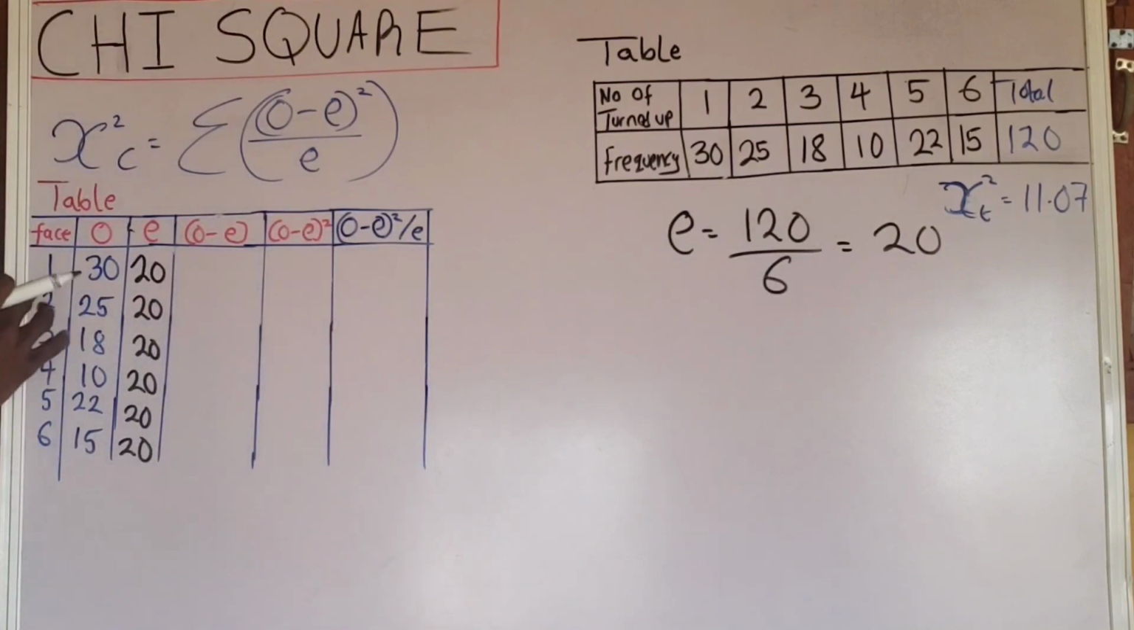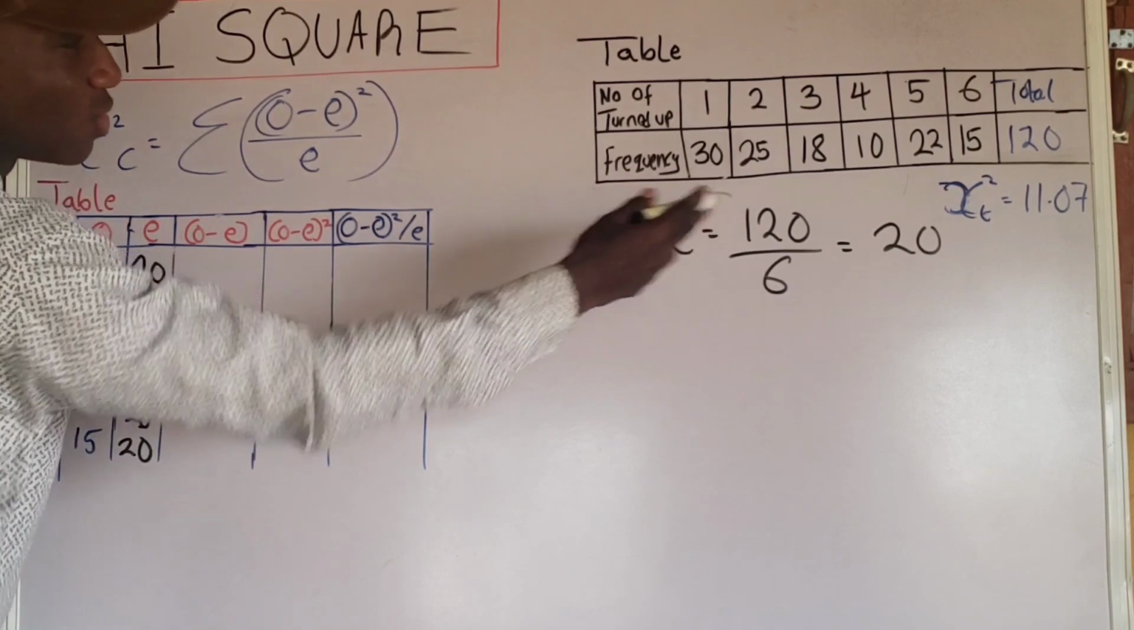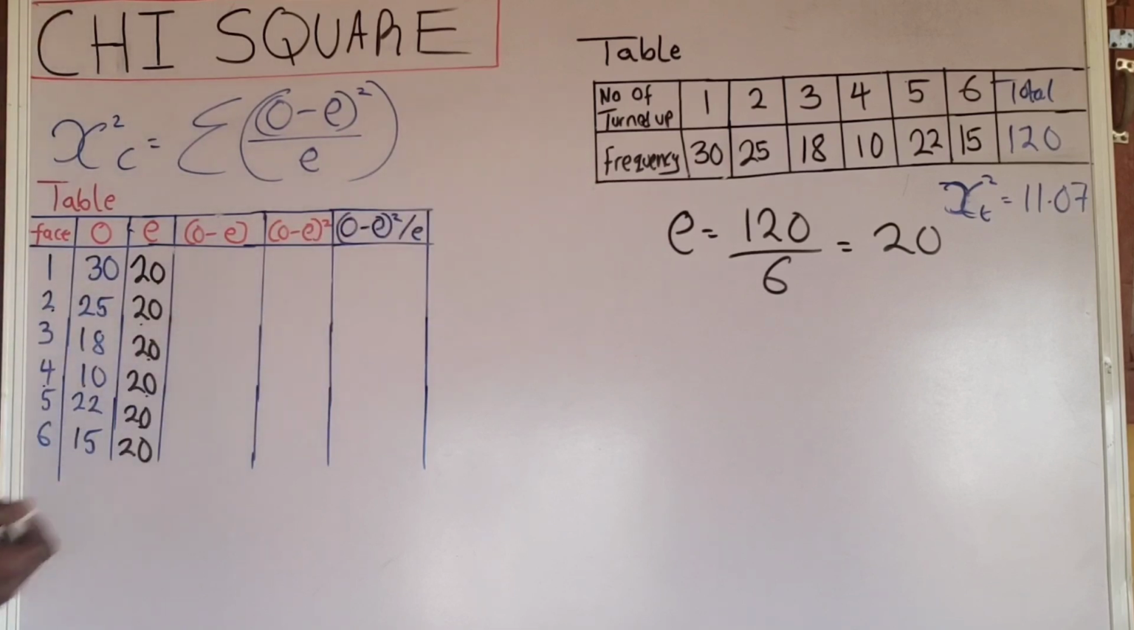So that means that if we throw the die 120 times, 1 must appear 20 times if the die is unbiased. 2 must appear 20 times. 3 must appear 20 times. 4 must appear 20 times. 5 must appear 20 times. And 6 must appear as well 20 times. So the summation of this must be equal to 120. You understand? This is the observed value, this is the expected value. I'm very sure you understand now.